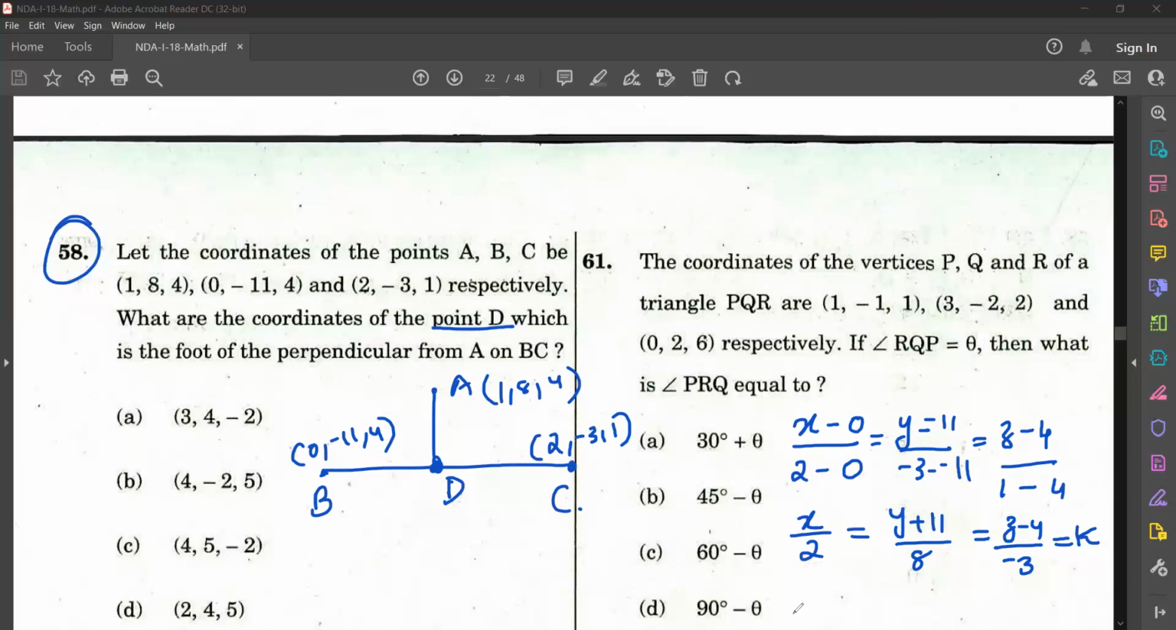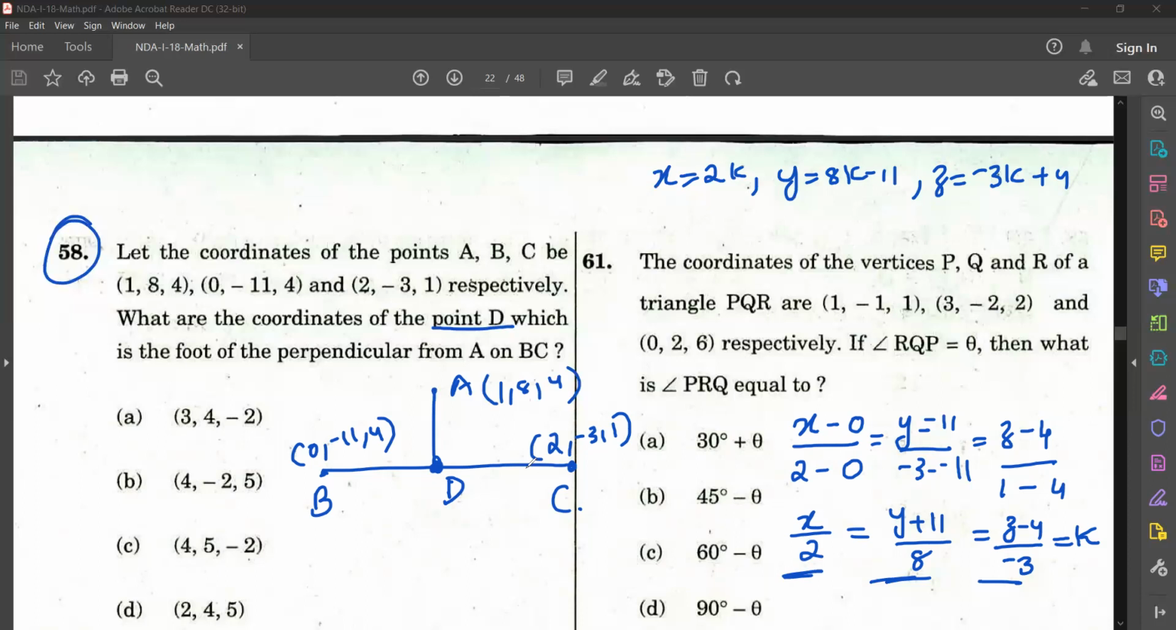So first of all, I wrote the equation of line BC. Any point on this line BC will satisfy the condition x = 2k, y = 8k - 11, z = -3k + 4. Any point on this line satisfies this condition, isn't it? x = 2k, y = 8k - 11, z = -3k + 4.